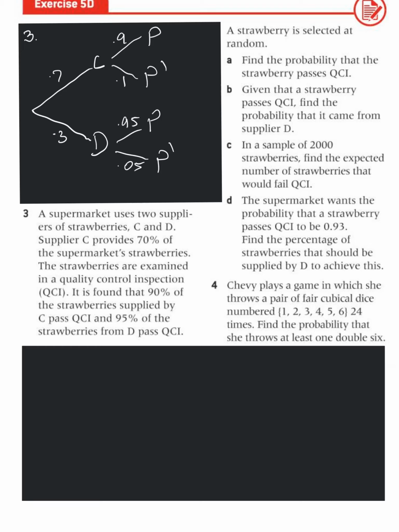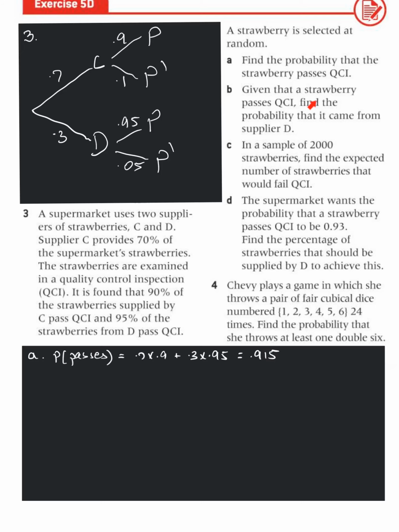Let's have a look at the first question. Strawberry selected at random. Find the probability that the strawberry passes QCI. Well, those two there, they're the ones where they pass. So we've got to multiply this by that, and we write that, and then we add down. Remember, you multiply along the branches and add down. Let's do A. This is the probability that it passes. That's going to equal 0.7 times 0.9 plus 0.3 times 0.95. And that equals 0.915.